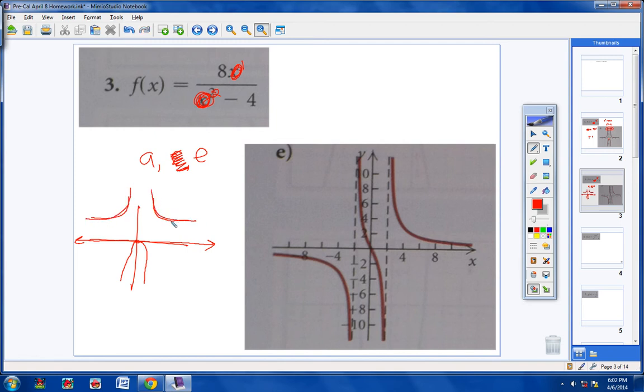If you look in your book at letter A, you'll see it. It looks like they're getting closer and closer to -8. There's a -8 here. So I would assume there's a horizontal asymptote at about -8 on this one. So A is definitely not your answer, okay?